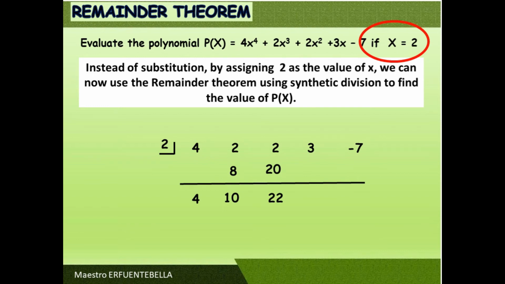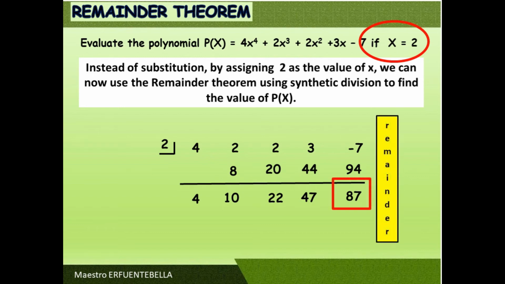Again, repeat the process. 2 times 22 is 44. And 44 plus 3 is 47. And 2 times 47 is 94. Plus negative 7 is equal to 87. So the remainder now is 87. And so therefore, the value now of P of 2, or the polynomial when x is 2, is equal to 87. Okay? So you can check that using substitution.